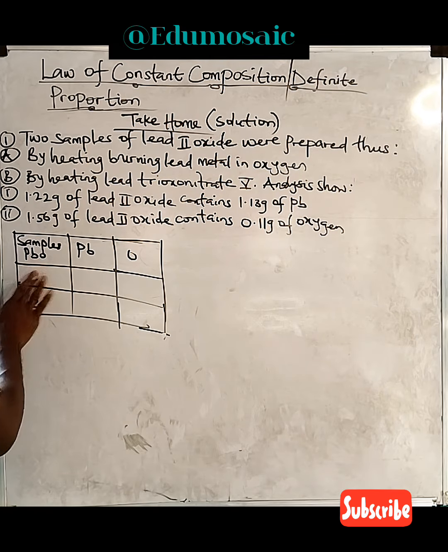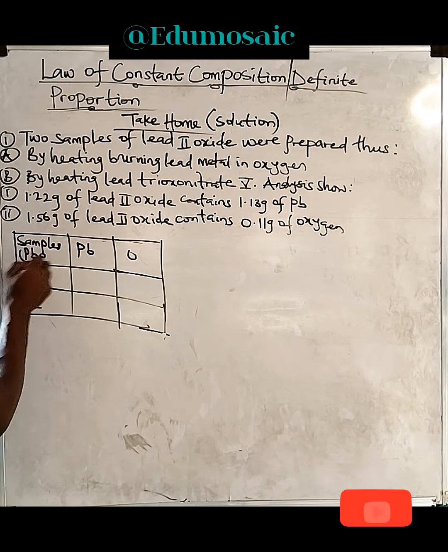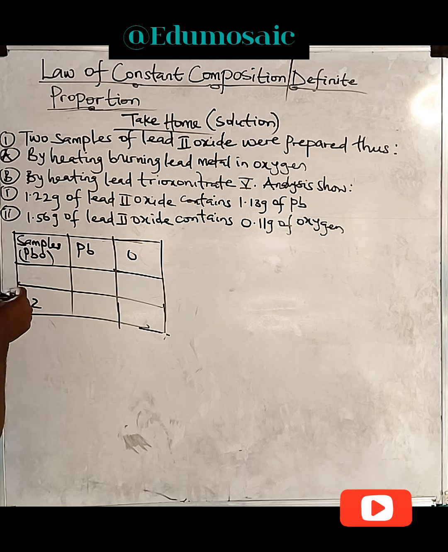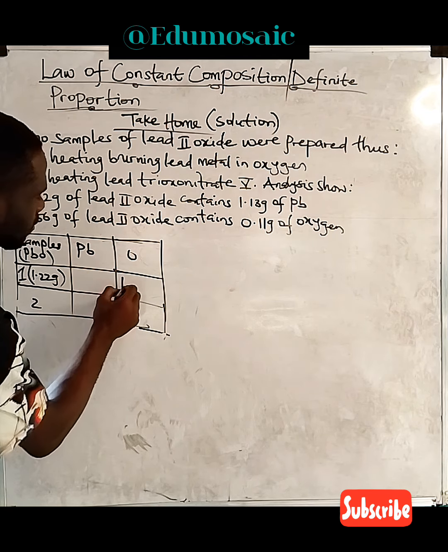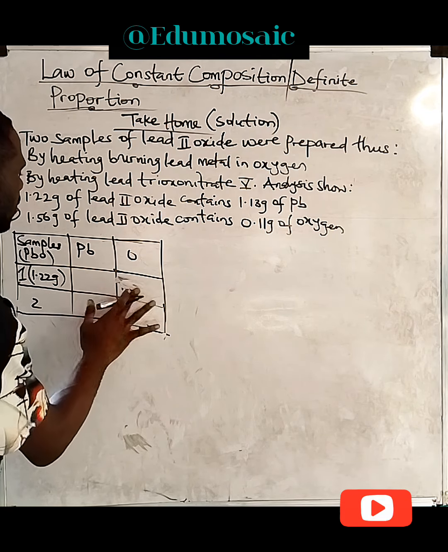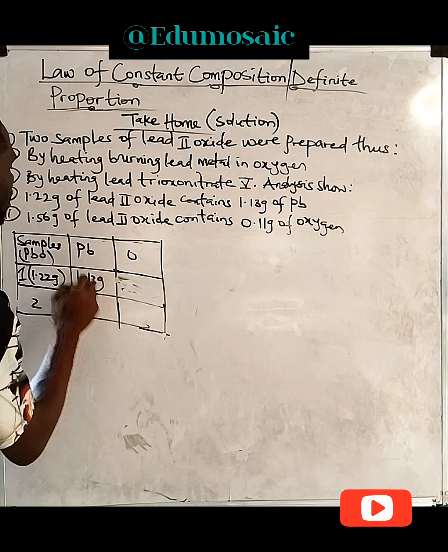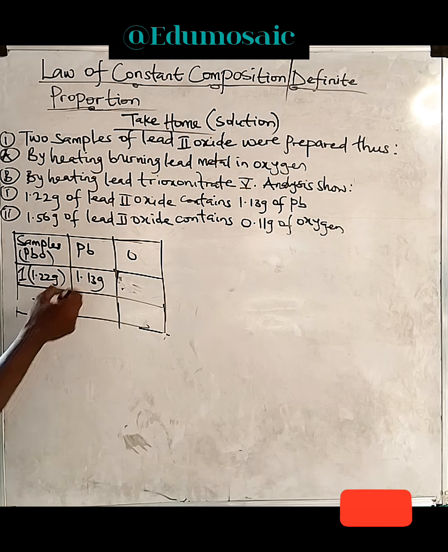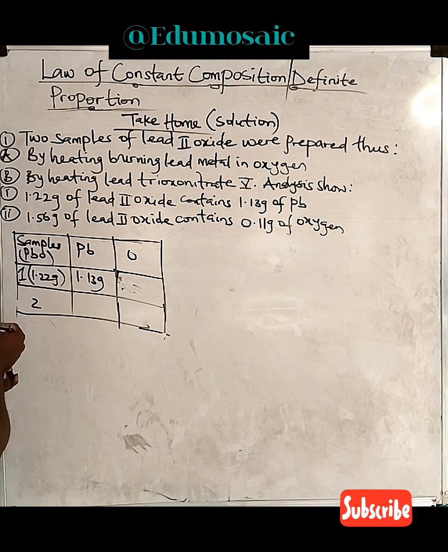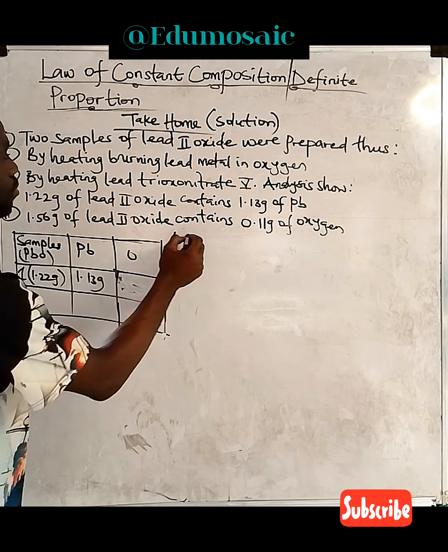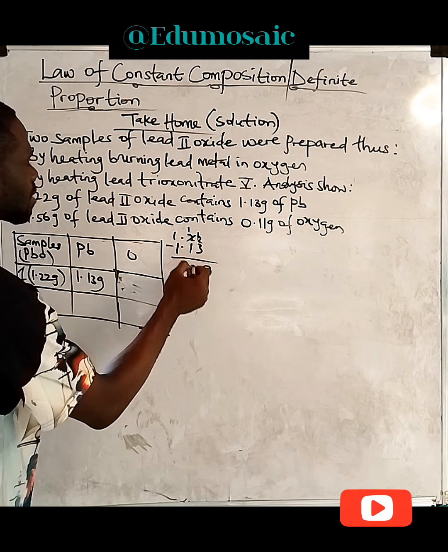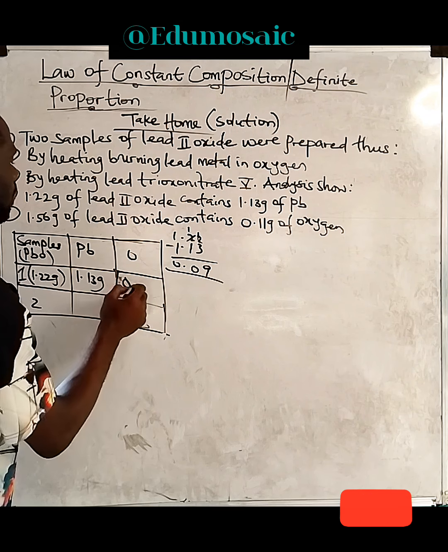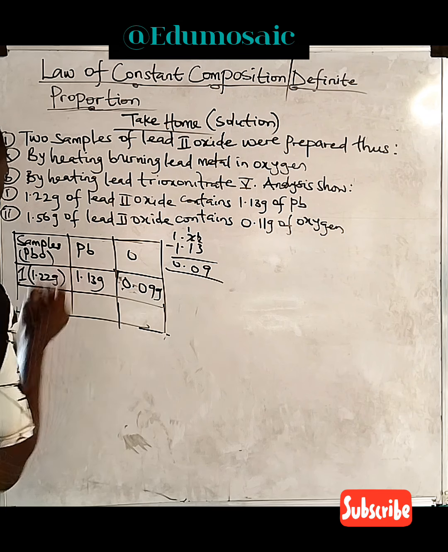So the first we have is PbO. For the first sample we have 1.22 gram of PbO containing 1.13 gram of lead. So if you have 1.13 gram of lead here, how much oxygen do we have? That's going to be 1.22 minus 1.13. That's just simple mathematics. So we have 0.09 gram of oxygen.